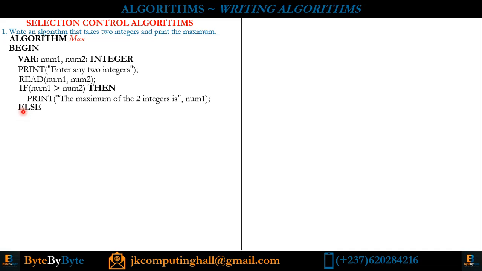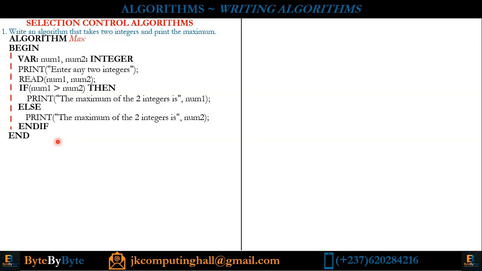Else, what does this else mean? That num1 is not greater than num2. And in that case, we simply print the maximum of the two integers is num2. That is it. We end if and we end our algorithm.